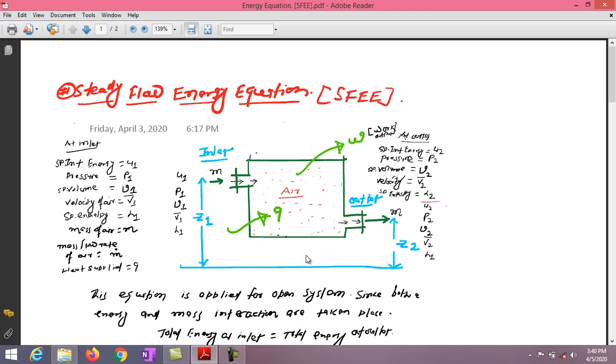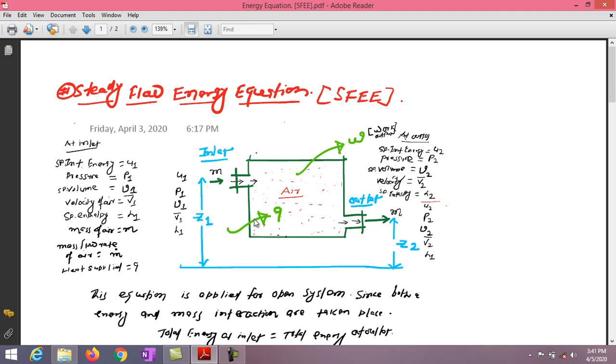Right? Well, and one more term is there. This is our datum line. Okay, this is my datum line. From this datum line, Z1 is the height of this entry. So what is this Z1? Z1 is the height of this entry from this datum line. Similarly, this Z2 is the height of the outlet from this datum line, right? This Z2 is the height of outlet from this datum line. See, this Z1 and Z2 we have just explained.